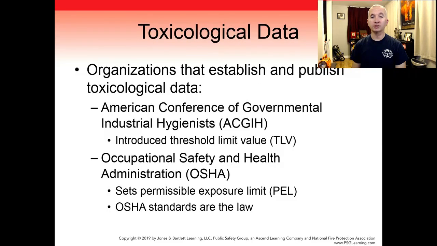There are 2 main organizations that establish and publish toxicological data used by responders. The American Conference of Governmental Industrial Hygienists establishes occupational health and industrial hygiene guidelines and information. It introduced the concept of threshold limit values in 1956. The Occupational Safety and Health Administration was created in 1971 with 3 main goals: improve worker safety, conduct research, and publish toxicological data.